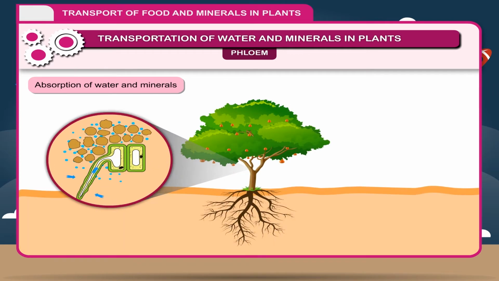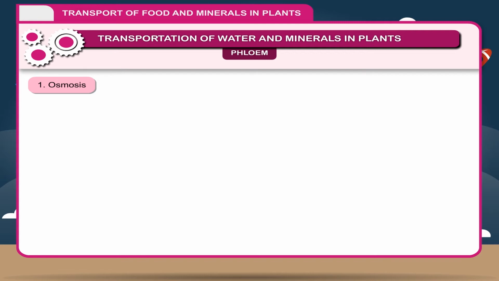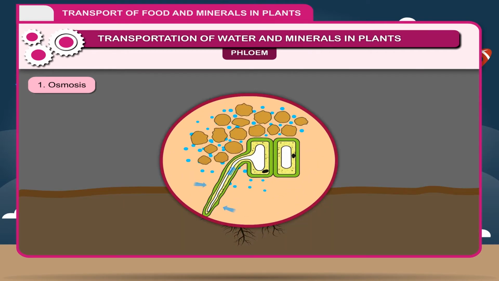Plants absorb water and mineral salts from the soil with the help of their roots. The solution of water and mineral salts is termed as capillary water and present between the soil particles called pore spaces. Along with water, mineral salts also enter the roots of the plant by the process of osmosis, diffusion, and active transport. 1. Osmosis.